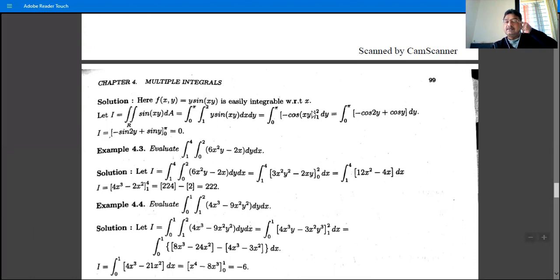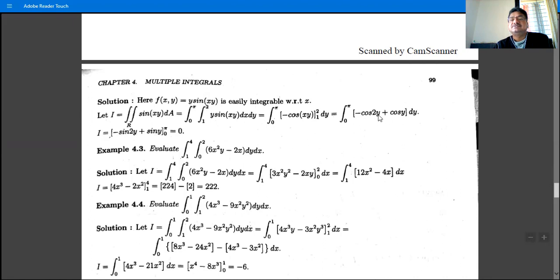So the limit is 1 to 2, upper limit minus lower limit. The value is this, and then its integration with respect to y: the integration of cos 2y is sin 2y divided by 2, and the integration of cos y is plus sin y, from 0 to pi. Then value at the upper limit minus value at the lower limit.